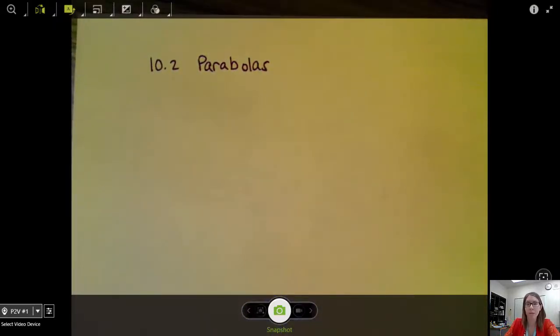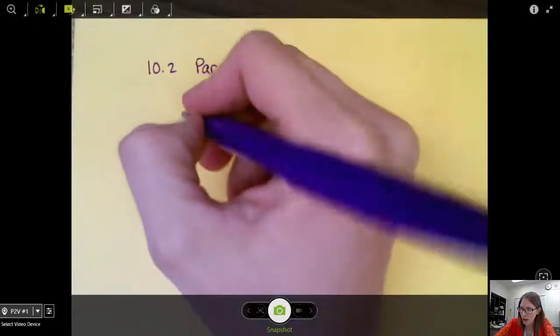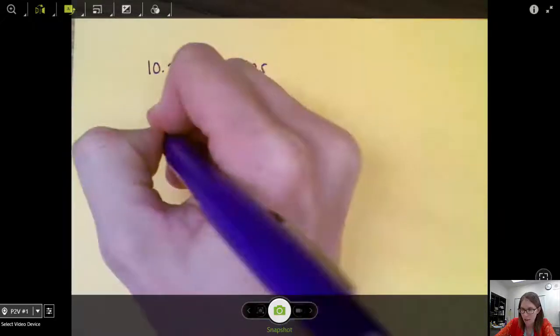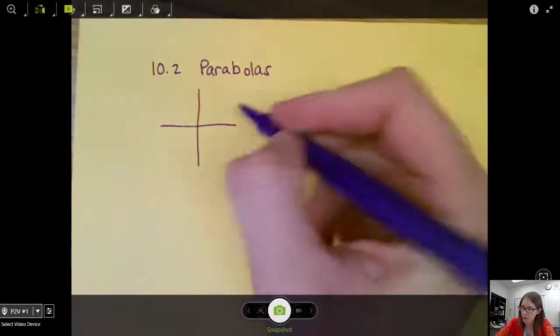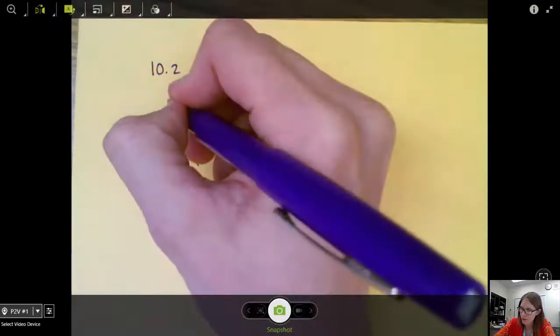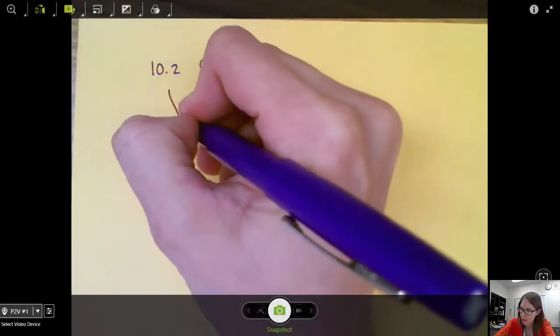Throughout the year, especially first semester, we worked quite a bit with parabolas and we learned the different forms that we could write their equations. We learned that they're symmetric, a lot of different things about them. And just kind of, as a recap, here's my parabola.